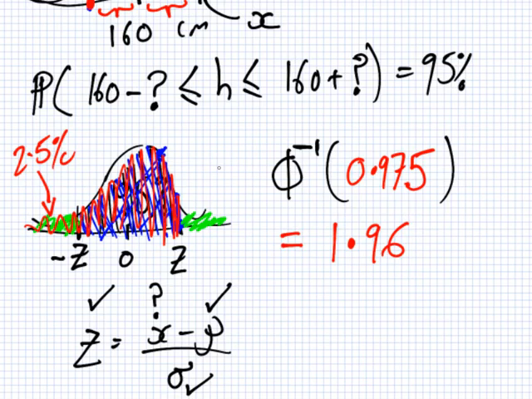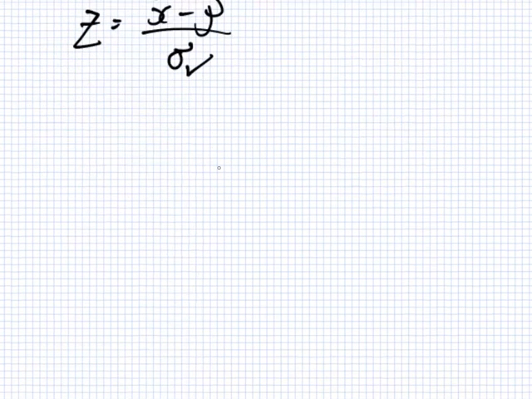What did you get? 179.6. That's it, yeah. So if you have, what would be the unit? Centimeters. 179.6. Yes.